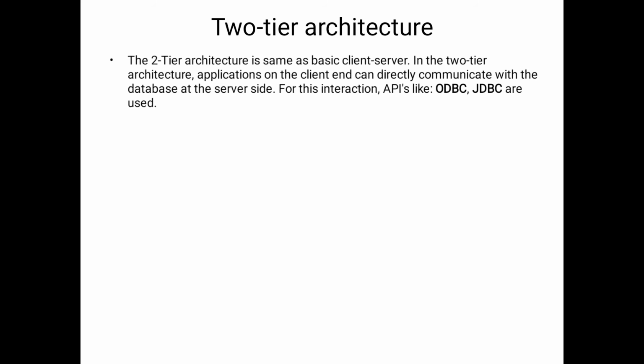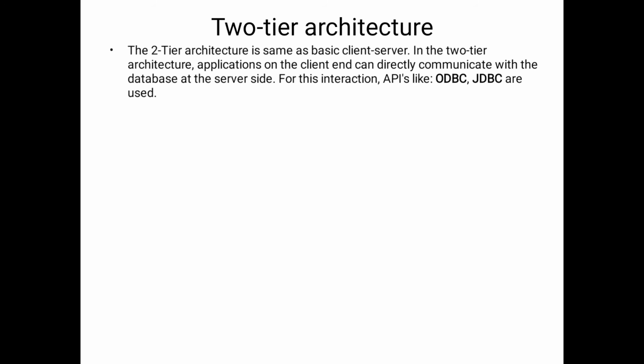Coming to the two-tier architecture, it is the same as basic client-server communication. Suppose we are searching for any information in Google. From that point of view, we are using the two-tier architecture. In the two-tier architecture, applications on the client can directly communicate with the database at the server side with the help of application programming interfaces like JDBC and ODBC. The mediators are application programming interfaces like JDBC, ODBC communication.